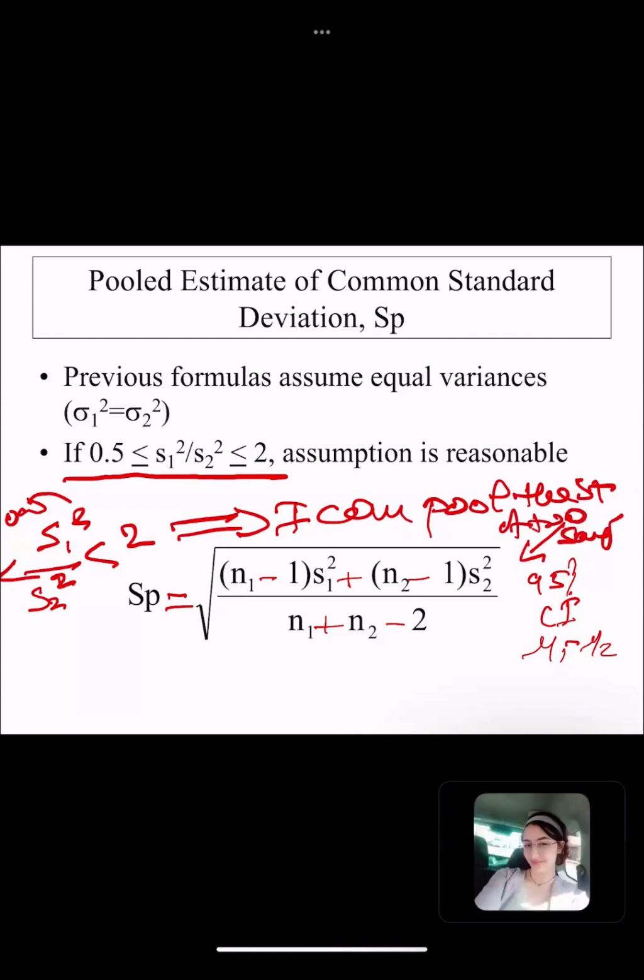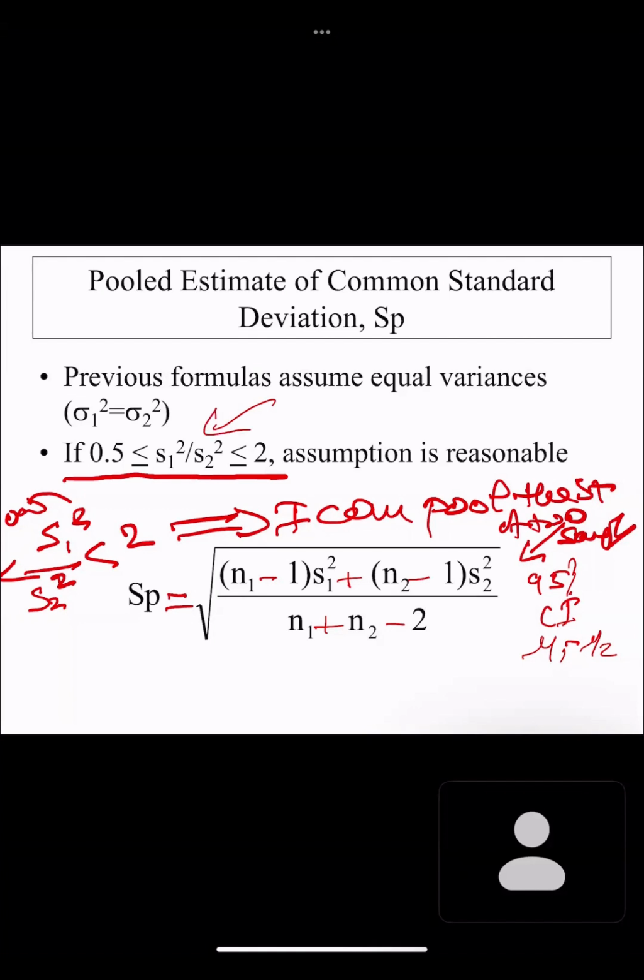We always can pool, right? We can always pool, yes, of course, but we want to pool if the assumption of equality holds. And how do we check that they are equal? By this ratio. So we have to assume equal variances, sigma 1 squared equals sigma 2 squared, and to do this, we check the ratio. If the ratio is between 0.5 and 2, your assumption is reasonable.